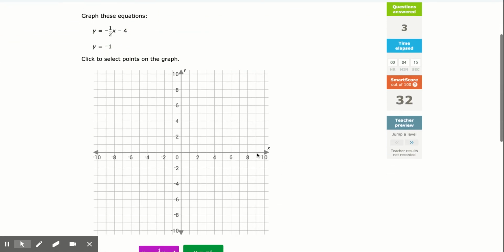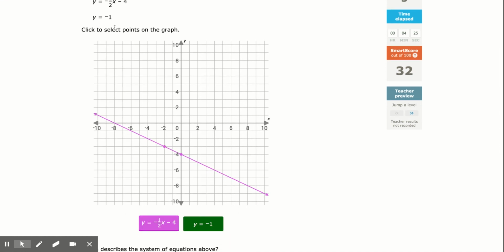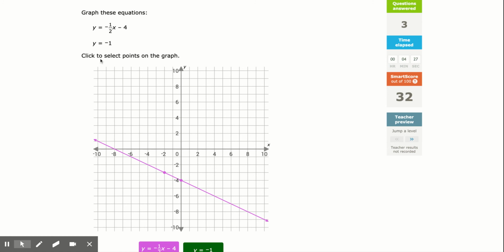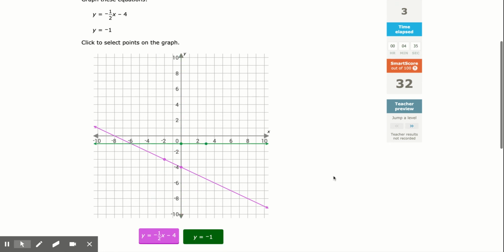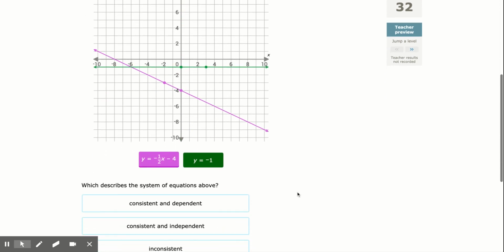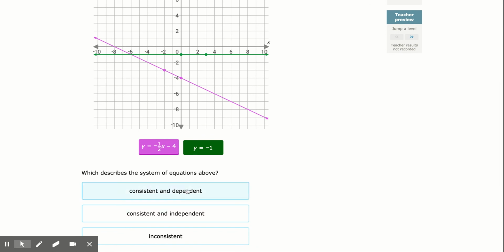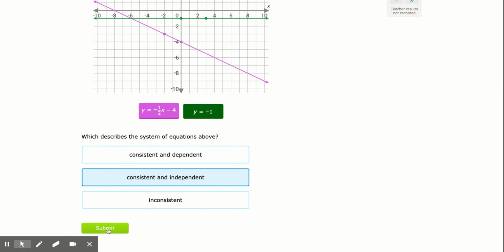So again, here we have a y-intercept of -4 and a slope of -1/2. The bottom one is just a horizontal line. Just remember, if you only see one variable, it's either horizontal or vertical. And if it's y equals, stay on the y-axis until you get to -1, and then don't go up or down, stay horizontal. And again, that's not the same line, so it's not dependent. And they do cross, so it's consistent, not inconsistent.